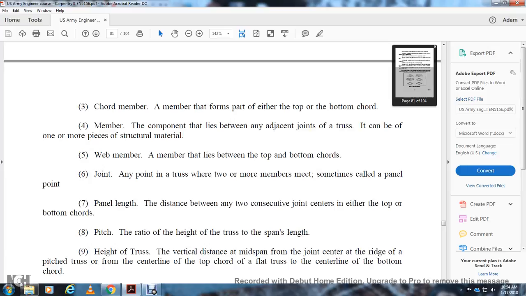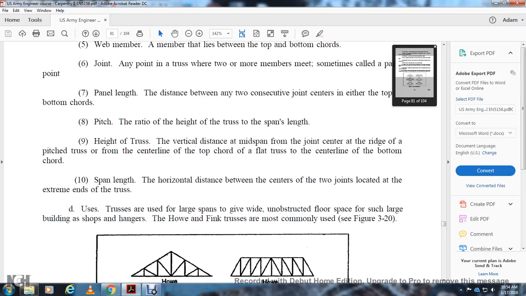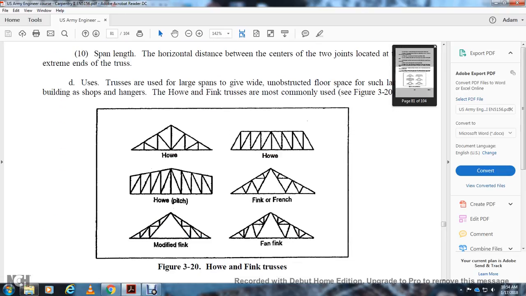Height of the truss, the vertical distance at mid-span from the joint at the center line of the top chord for a pitched truss, or the center line of the bottom chord for a flat truss. Span length, the horizontal distance between the centers of the two joints located at the extreme ends of the truss. For large spans, where wide unobstructed floor space is needed for such large buildings as shops and hangars, the Howe and Fink trusses are most commonly used. This shows the Howe pitch, modified Fink, Fink, and French Howe.